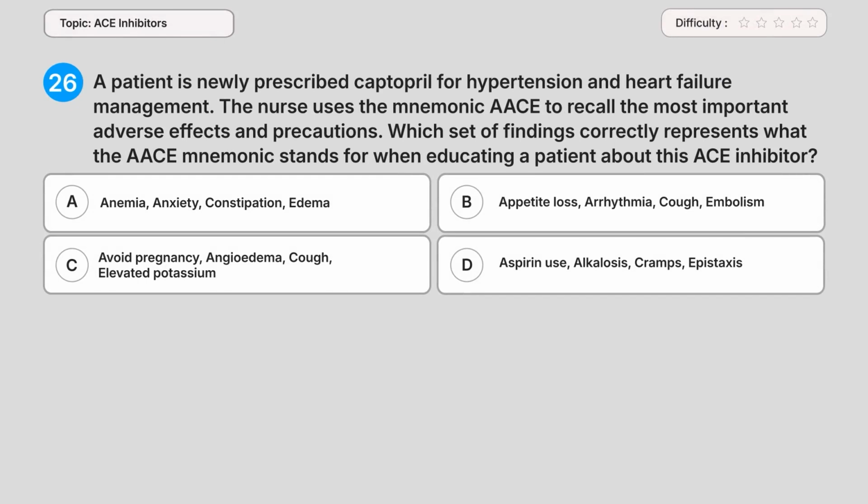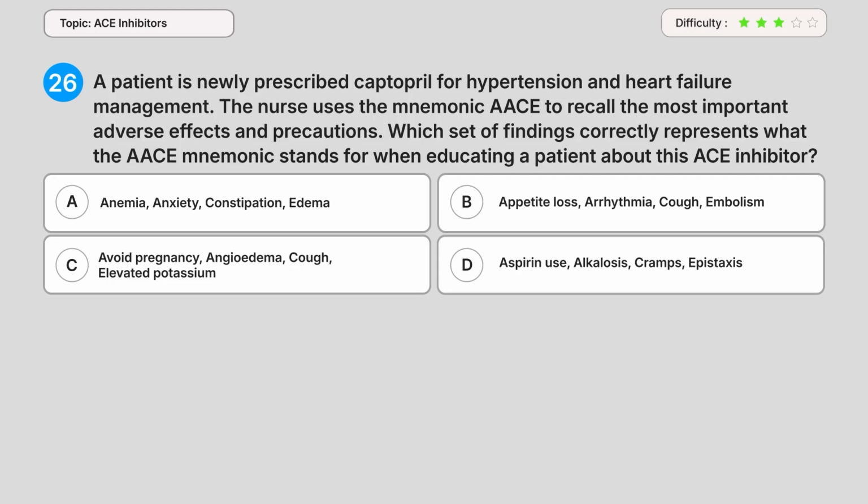26. A patient is newly prescribed captopril for hypertension and heart failure management. The nurse uses the mnemonic ACE to recall the most important adverse effects and precautions. Which set of findings correctly represents what the ACE mnemonic stands for when educating a patient about this ACE inhibitor?